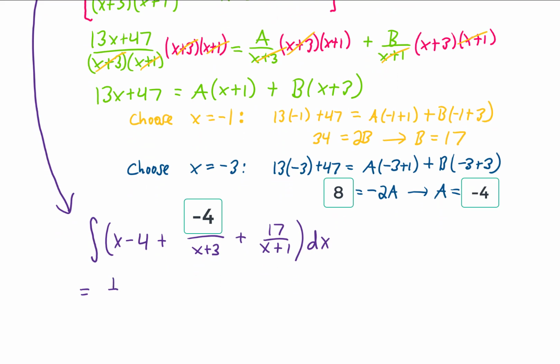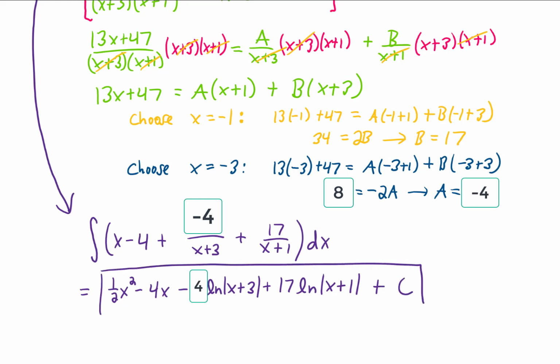The integral of x is 1/2 x squared. The integral of 4 is 4x. The integral of this third term is going to be negative 6 times the natural log of x plus 3. And the integral of the last term is going to be 17 times the natural log of x plus 1. Don't forget your plus C. And that answer looks excellent to me.